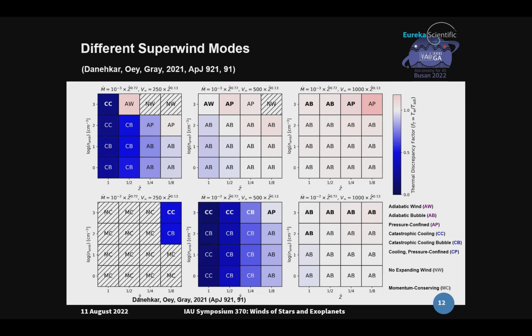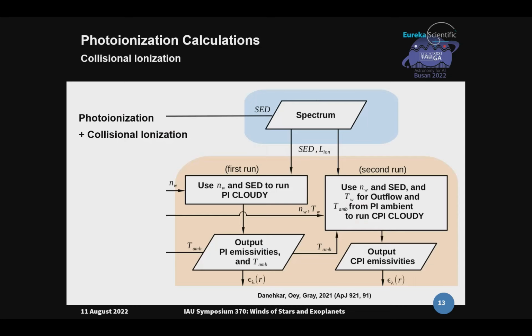And AP is pressure confined, where the propagation of the bubble is stopped by the high pressure and temperature of the ambient medium. And I did photoionization. I used the density and temperature predicted by the hydrodynamic simulation as an input for Cloudy models. And we also have SEDs from Starburst99.